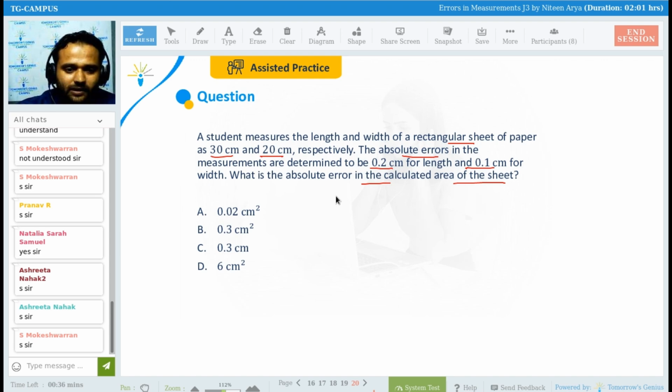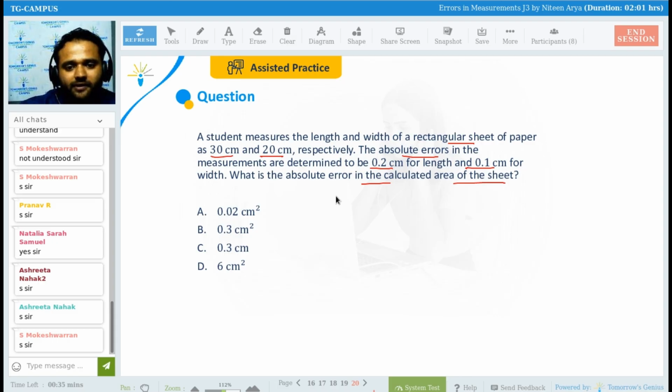I'm not going to tell this. This is very easy. I already gave you the hint. Area is length into breadth. So obviously find the length into breadth first, and then the error in multiplication is going to be added down. So now give me the answer.